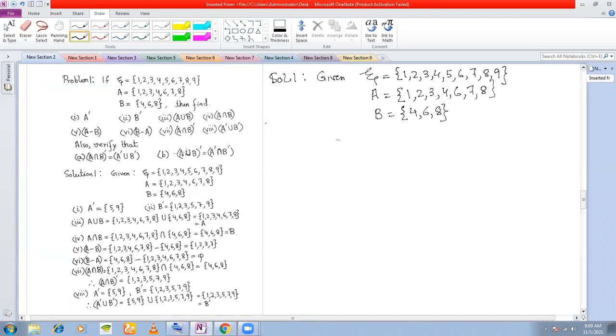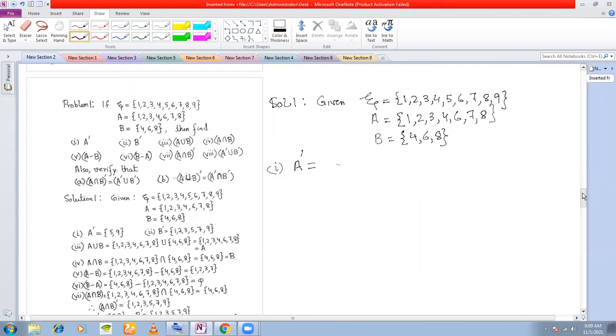First question is you need to find A complement. So A complement, what are the elements of A complement? A complement are those elements that are not there in the set A but are there in the universal set. So from the universal set, you remove all the elements of A. So 1 I remove here, right?